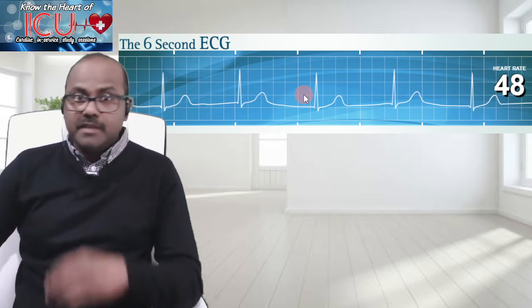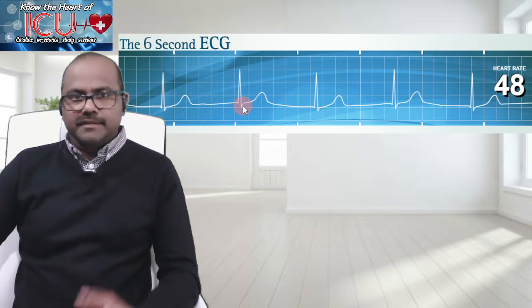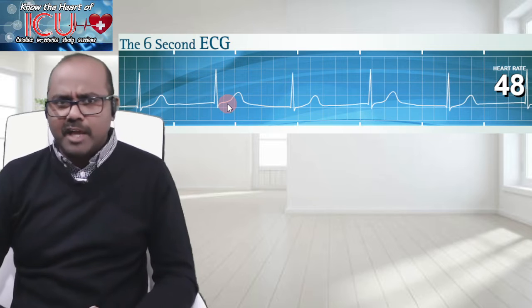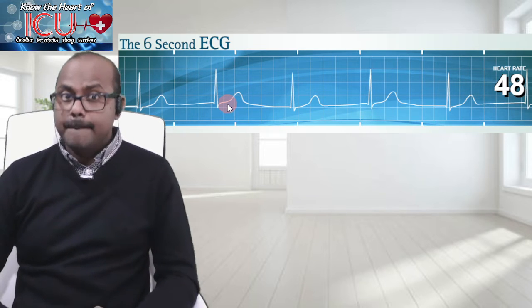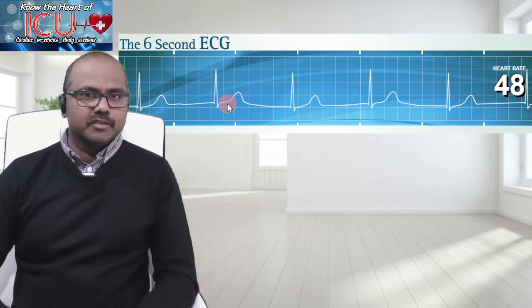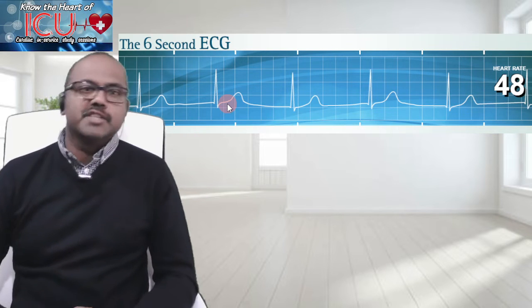Is there any P wave? No P wave. If there is no P wave, what's the next wave? QRS complex. Is the QRS complex narrow or broad? It's narrow. So it's not a ventricular rhythm. So definitely this rhythm is from the AV node.